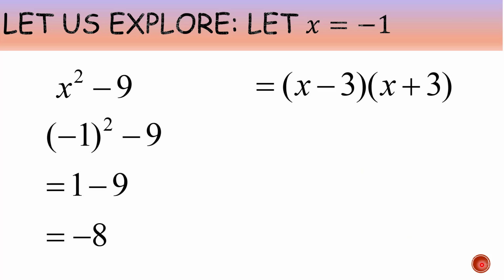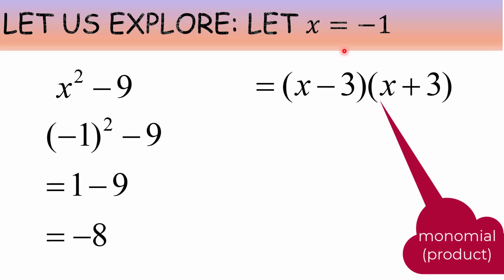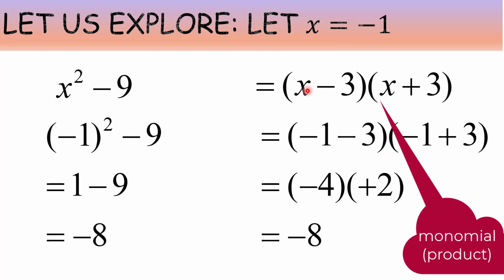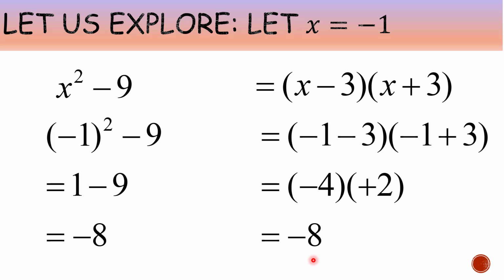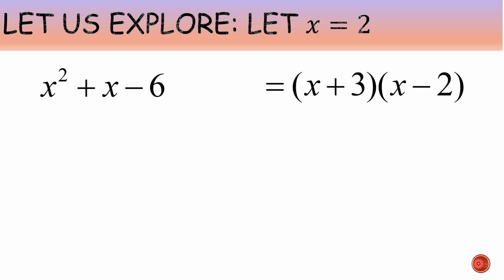Well, if x is negative 1, we'll see that this is 1 minus 9, and that is negative 8. If x is negative 1 on the right side, it also is negative 8, which means the left is equal to the right side. And we can choose any value for x, and the left-hand side will always be equal to the right-hand side. So this is an identity. Excellent, Shazar. Is this an identity? Do you want to pause the video and test for yourself?